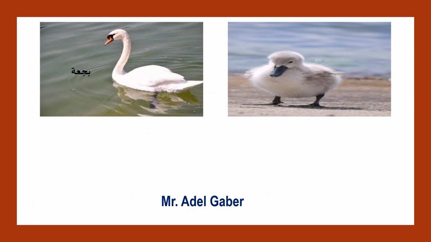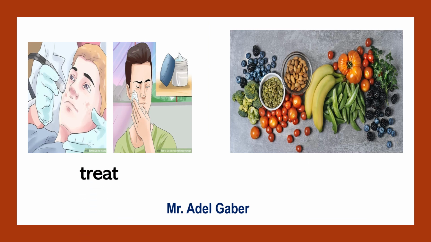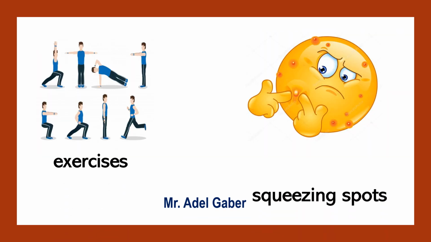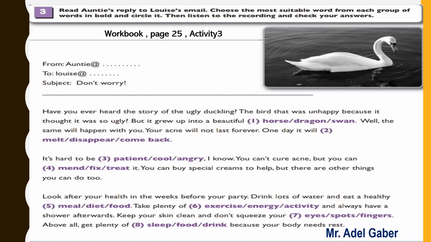What is it? It's a swan. The baby swan is called swan duckling. Disappear. Patient. Treat. Healthy diet. Exercises. Squeezing spots. Now, listen to the recording and check your answers.